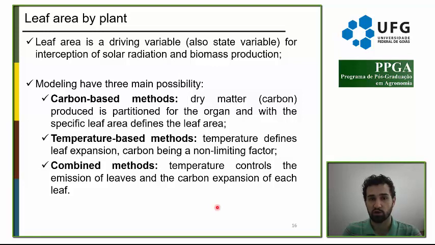However, most models use the combined methods, where I have temperature controlling the emission of leaves, and the carbon controlling the expansion of each leaf. So how the model works: in the first step, the model calculates how many leaves the crop expands based on the thermal time, and after this the leaf is going to grow if there is carbon available for this leaf.